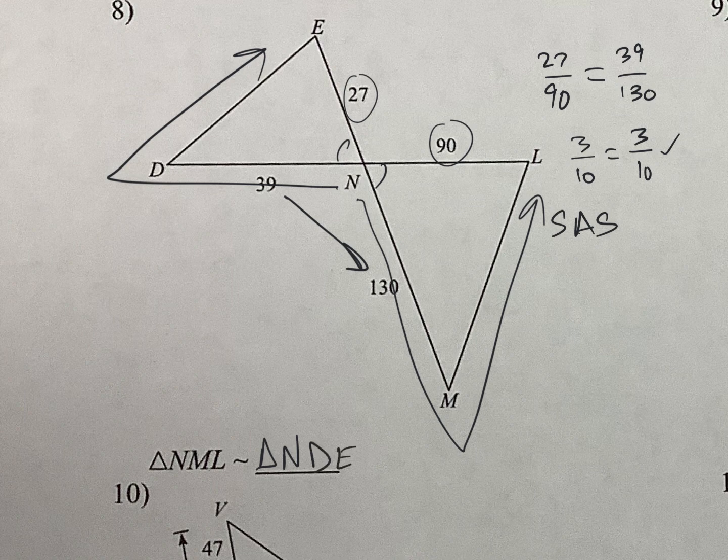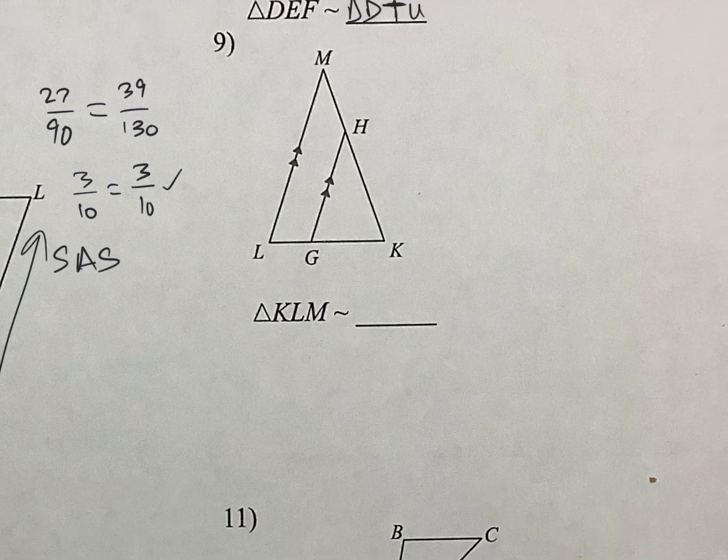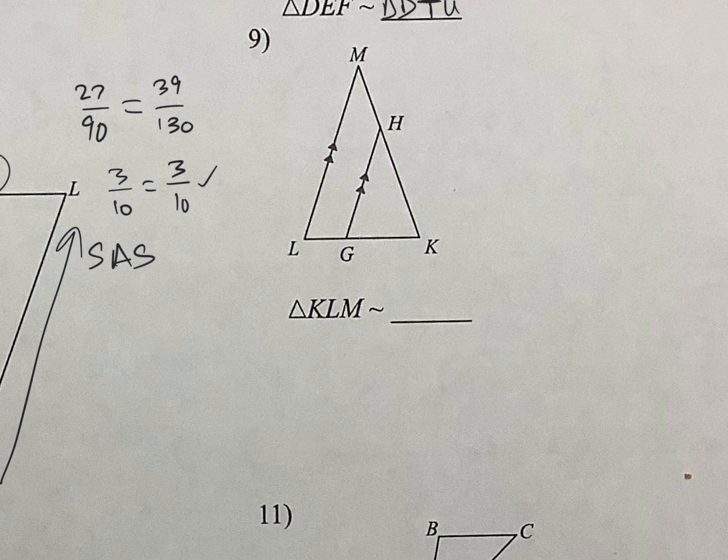All right, moving on. Number 9. So now we have parallel lines, which means that this angle is congruent to that angle because of corresponding positions.